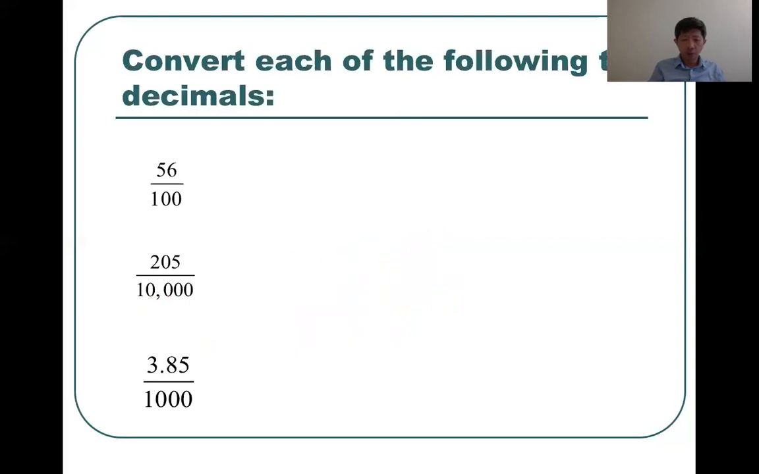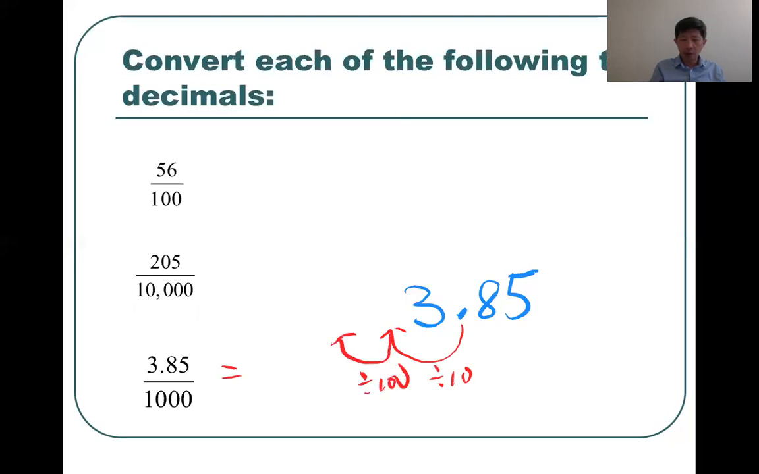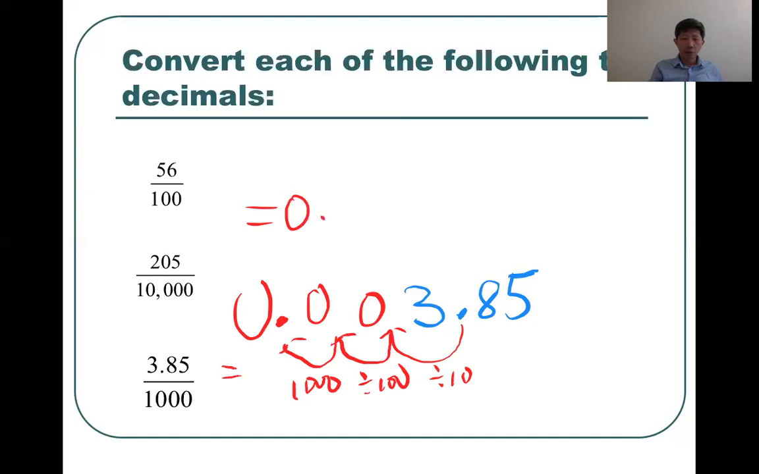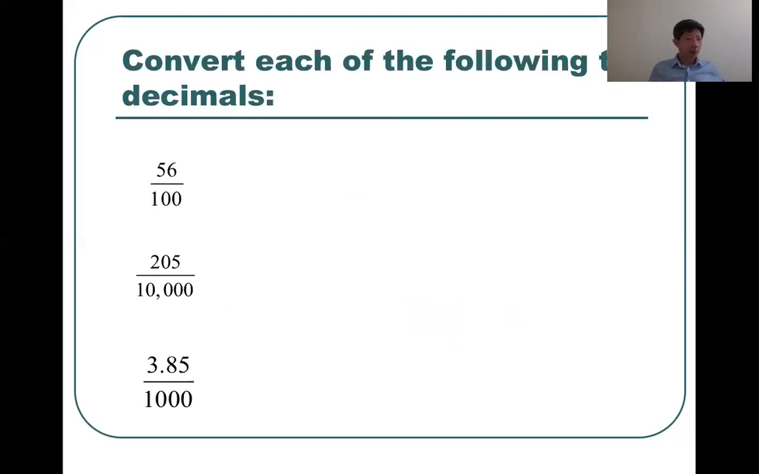Now what about this problem? We have a 3.85, right? Now we divide it by 1,000, so we can count the decimal point. Divided by 10 is right there. Divided by 100 is right there. Divided by 1,000 is right there, right? So that's why we put on the decimal point, 0, 0, right? So the final answer is equal 0.00385, okay? So this is converting decimals.